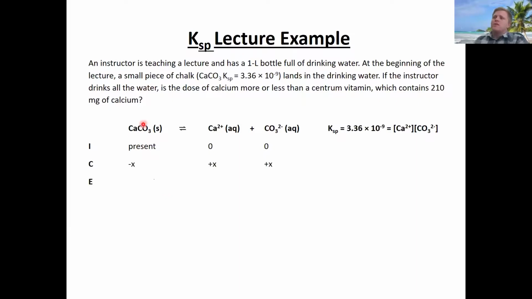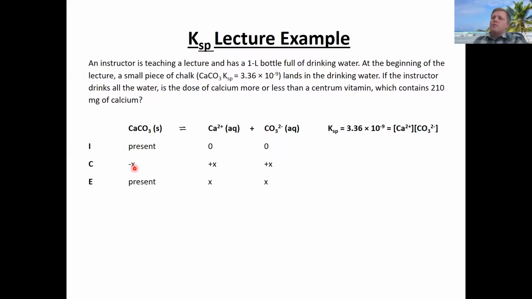Well, the calcium, we are going to say, is going to change by an amount of -x. That means that it is being lost as calcium and carbonate are being formed. So how much is it lost? Well, we don't know, but we're going to just say it's equal to -x. And then for every mole of this that's dissolved, we know we're getting 1 mole of calcium and 1 mole of carbonate. So they are each changing by +x. And then at equilibrium, we just take this initial line and add this change line to get our equilibrium line.